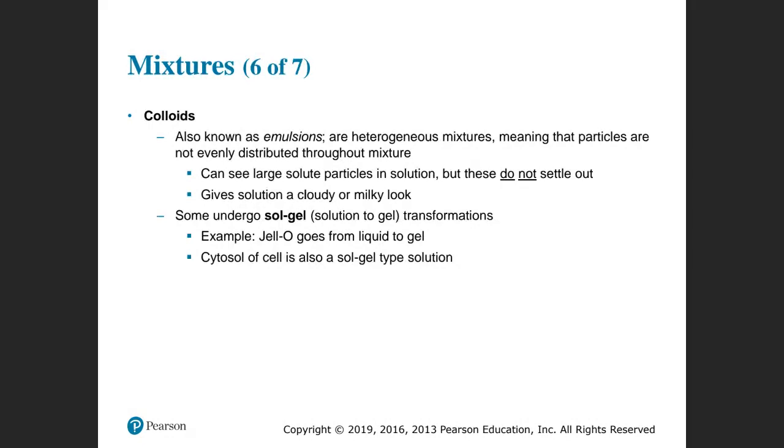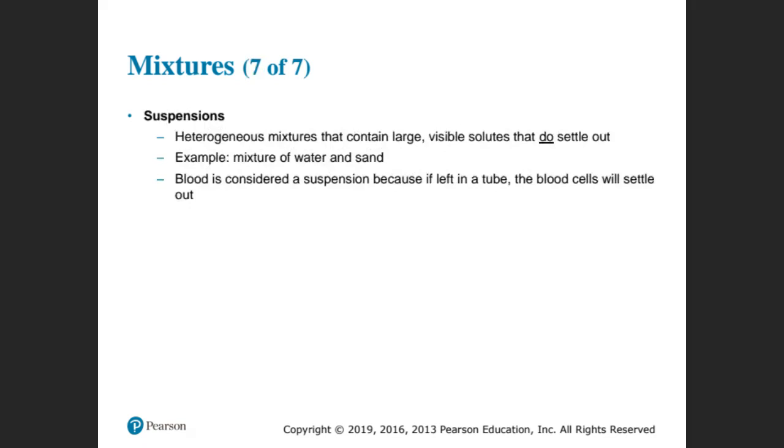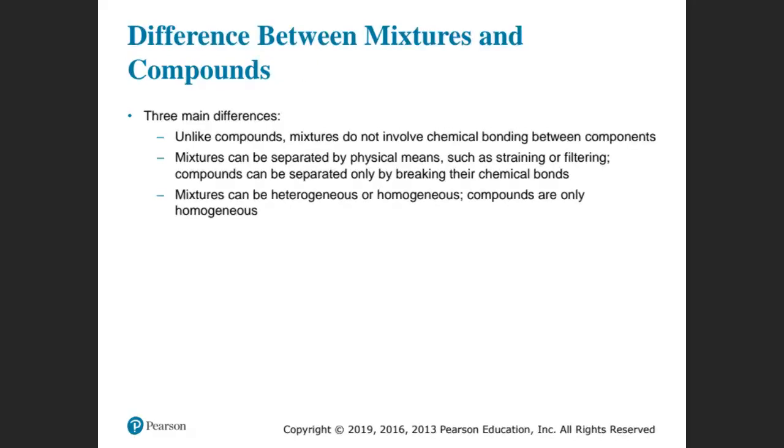Colloids are also called emulsions. They have particles that are not evenly distributed throughout the mixture. You can see big solute particles, and they don't settle out, so it looks not transparent, but more cloudy. Suspensions also have larger solutes, but they do settle out. If you've seen sand in a mixture with water that settles out, or even blood in a centrifuge test tube, you'll see the larger formed elements settle to the bottom.